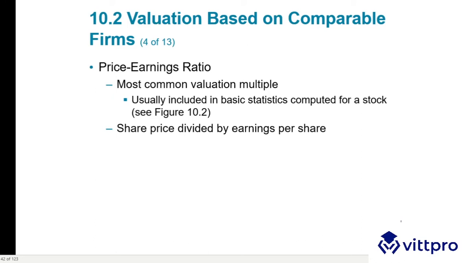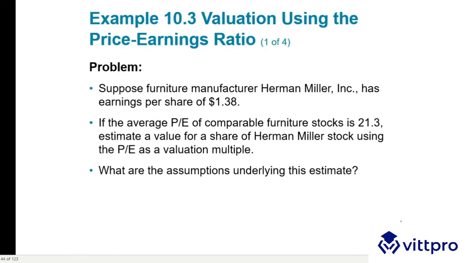The most common valuation multiple is usually the share price divided by the earnings, the price to earnings ratio. Let's look at an example to make it easier to understand how the price earning ratio works. Suppose there is a furniture manufacturer, Herman Miller. They have an earnings per share of 1.38, and the average PE ratio of comparable furniture stock is 21.3, meaning price to earnings. So what would be the price of Herman Miller?